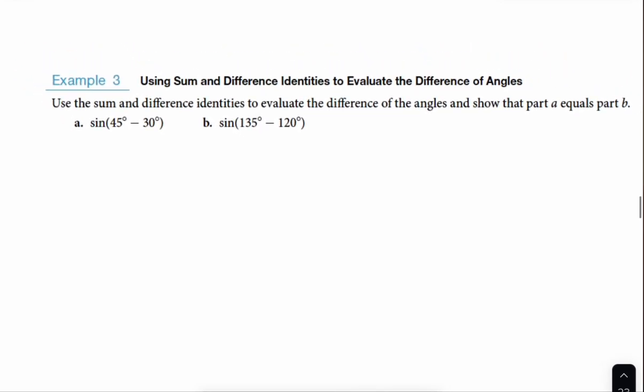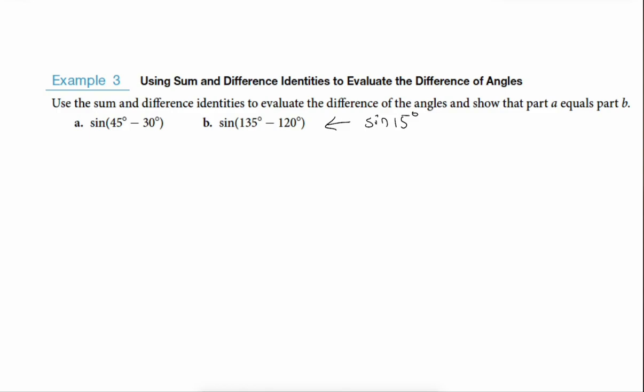So example 3, all it's illustrating is that both of these are equivalent to the sine of 15. And it doesn't matter if I chose to do 45 minus 30 and you chose to do 135 minus 120. Both of those are going to get the exact same value. Okay, so let's show you why.